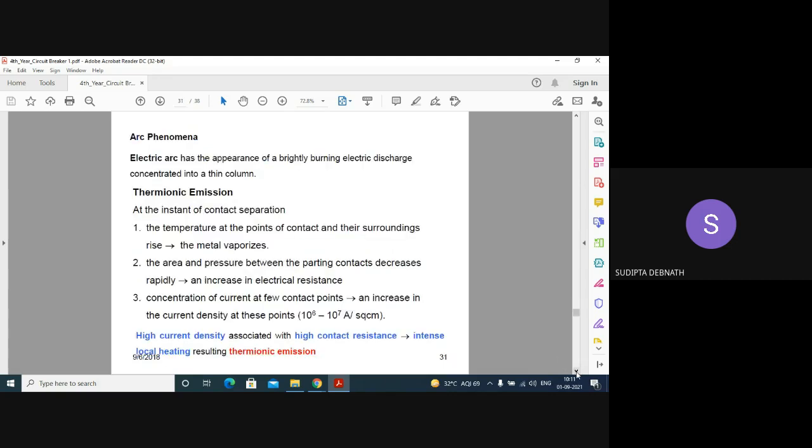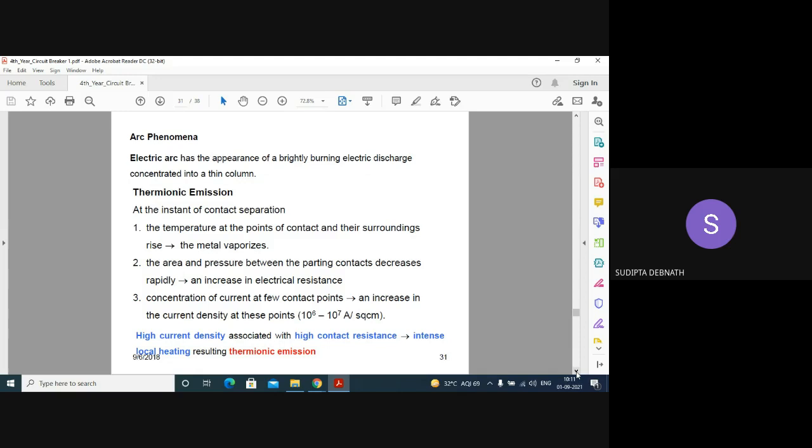Now, arc phenomena. You need to know why the arc is generated, what is the reason for the development of this arc. An electric arc has the appearance of a brightly burning electric discharge concentrated into a thin volume. So it is not that it will spread over a large area. It is concentrated into a thick column.